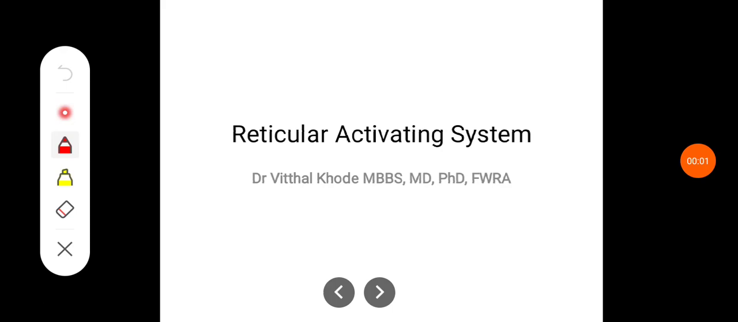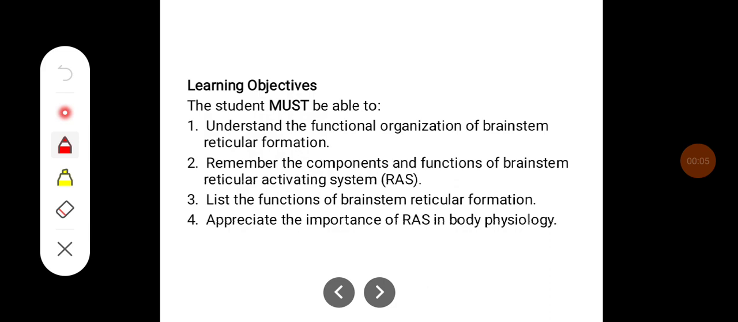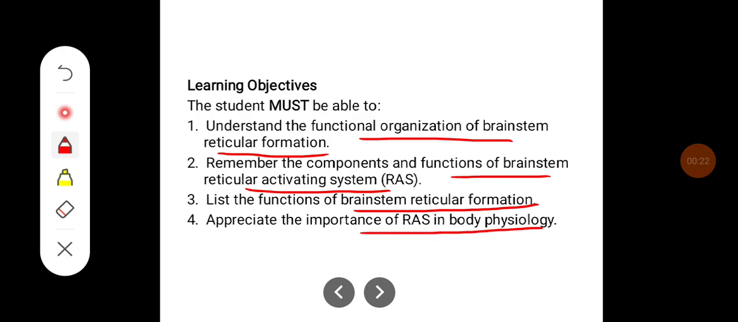Hello everyone. In this class, we'll learn about the reticular activating system. The learning objectives of this class would be to understand the functional organization of the brainstem reticular formation, remember the components and functions of the brainstem reticular activating system, list the functions of the brainstem reticular formation, and appreciate the importance of the reticular activating system in body physiology.